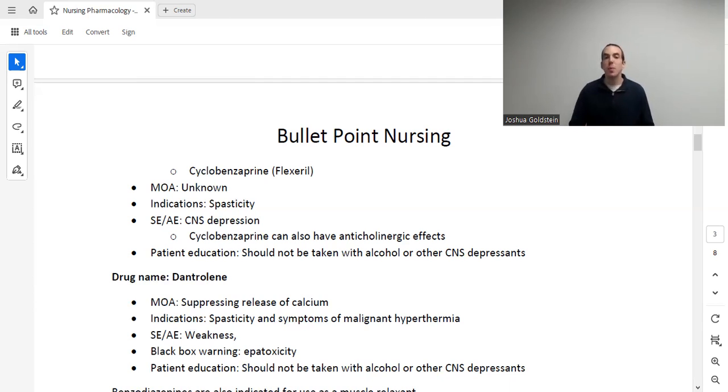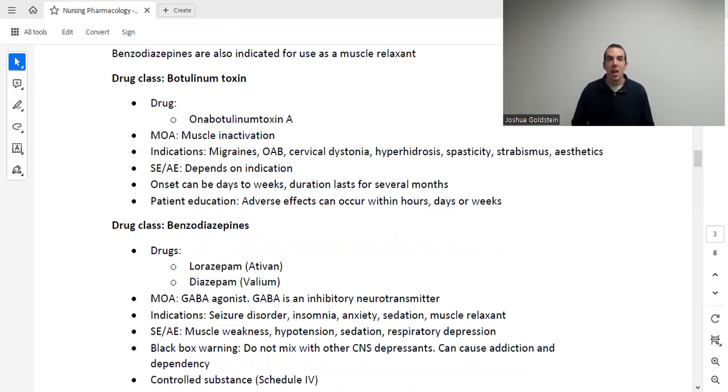Adverse effects will primarily be weakness, again, because it interferes with that calcium, which is required for muscle movement. It has a black box warning for hepatotoxicity, and patients should be educated, again, to avoid taking alcohol or any other CNS depressant along with this medication. Another thing that we do use for muscle relaxation, in addition to the actual muscle relaxants and sometimes dantrolene, is going to be benzodiazepines, which we're going to discuss in just a minute when we get to seizure medications.